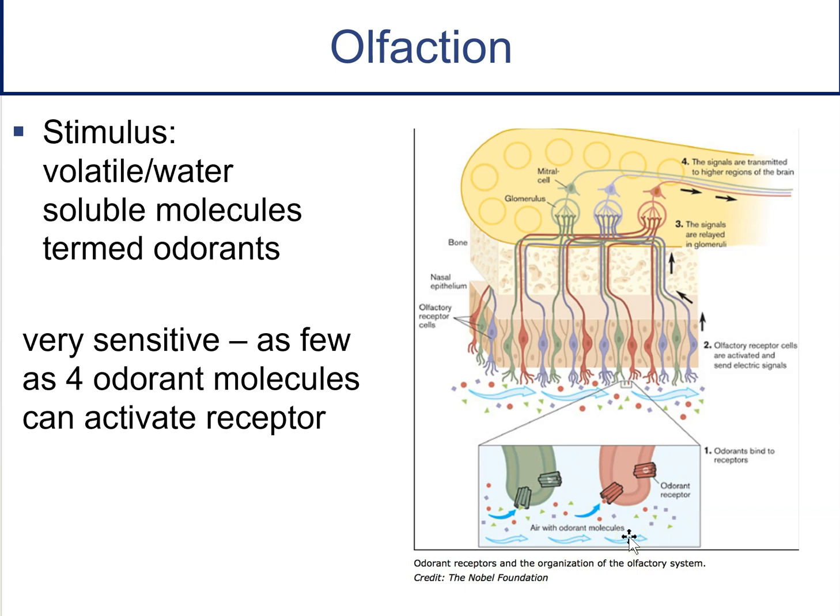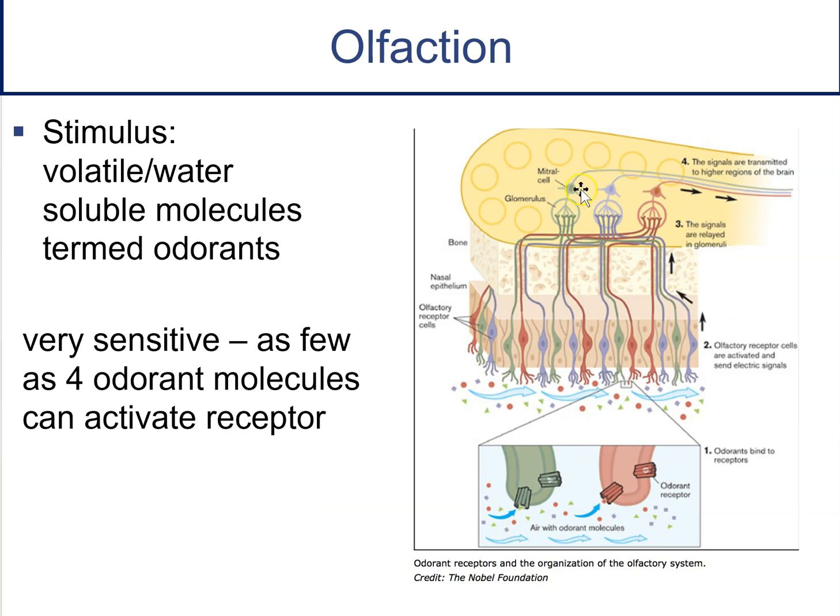There are different types of odorants, but when they come in, they dissolve in mucus and they bind to an olfactory receptor. They bind to a very specific receptor. And these receptors are very, very sensitive. They have a low threshold because as few as 4 can activate that receptor and form that action potential.